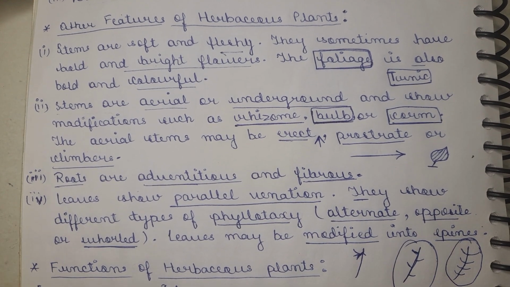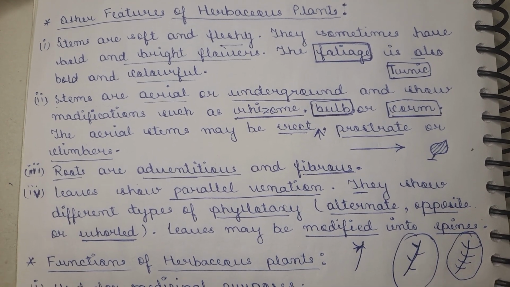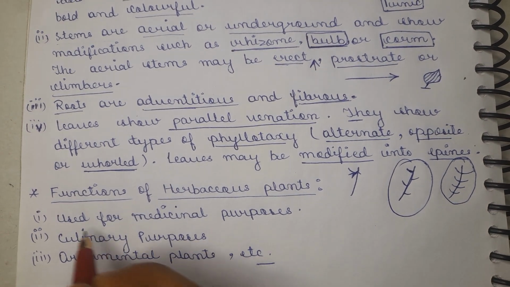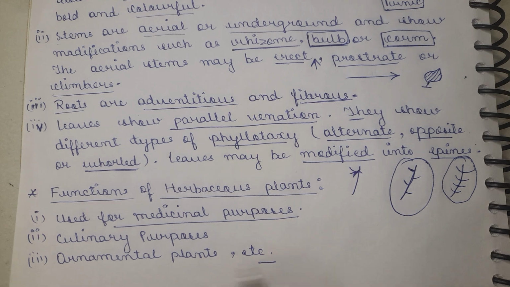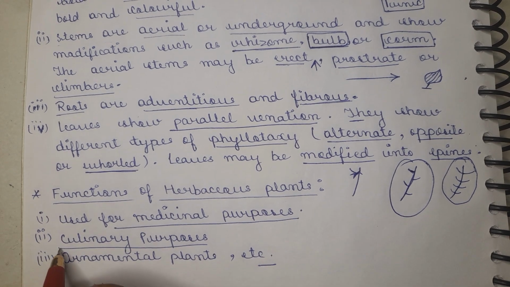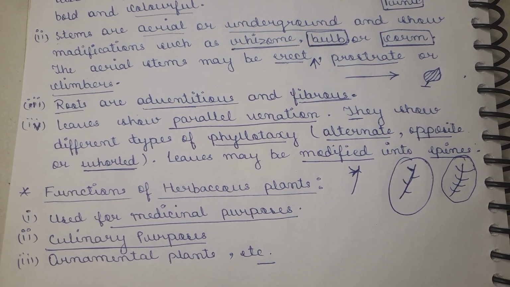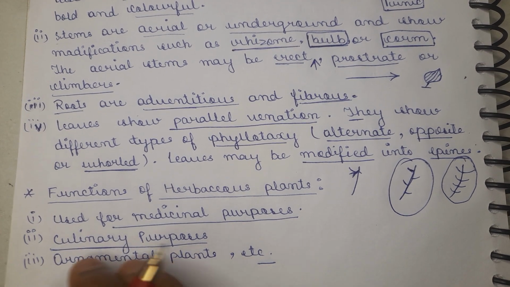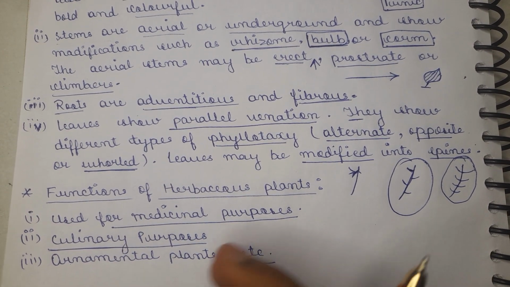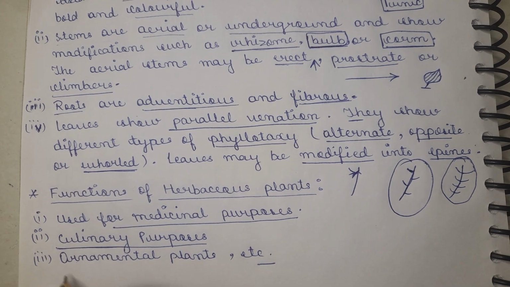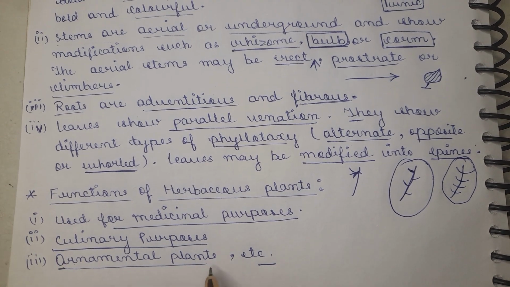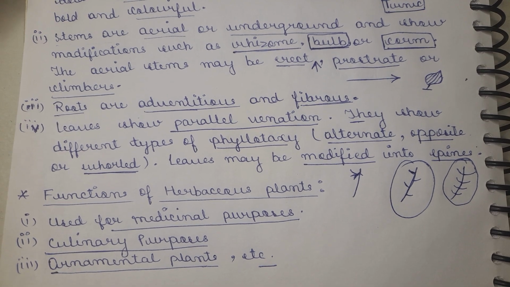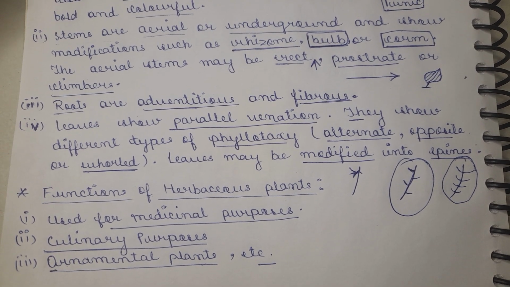Now we will talk about the functions of these herbaceous plants. What is the purpose of these herbaceous plants in this world? Basically, we humans use them for medicinal purposes. The second one is the culinary purpose, that means they help in the preparation of food, or we can say in the process of cooking. They give flavor to the food. The third one is that they also help as ornamental plants, that means they look attractive, so we all use them for decorative purposes also.